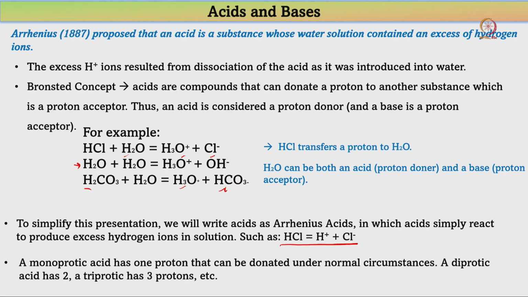And how we generally write monoprotic acid, diprotic acid, triprotic acid. Okay. And what is diprotic, monoprotic and all? Monoprotic has only one proton to donate, a diprotic acid has 2, triprotic 3. So, that is how we denote the acid terms.